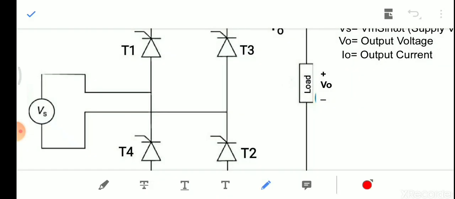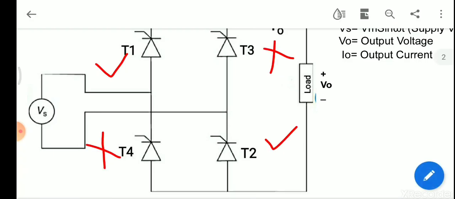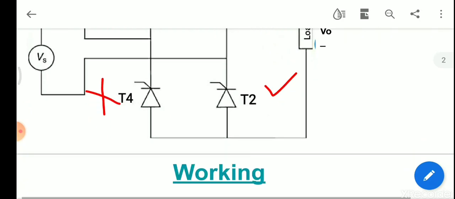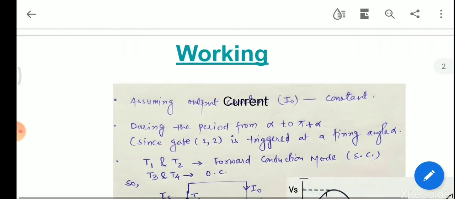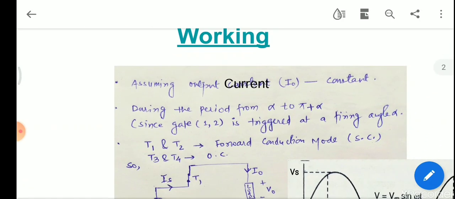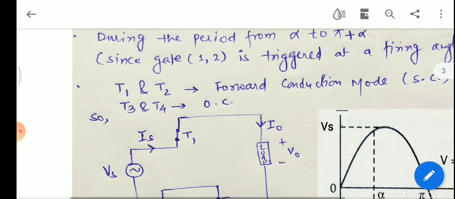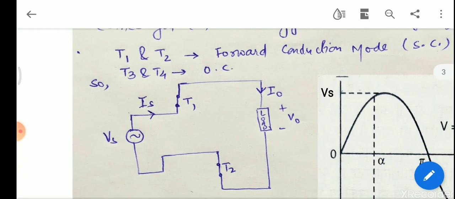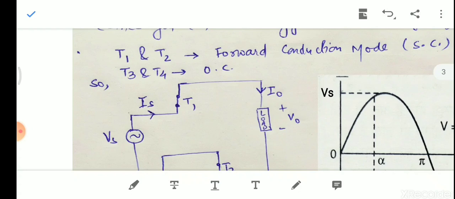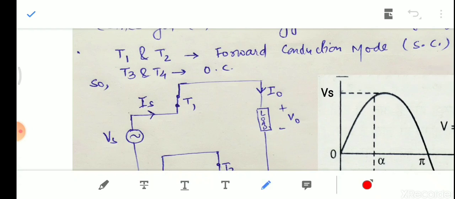At an angle alpha, T1 and T2 will enter into forward conducting mode, while T3 and T4 will enter into reverse blocking mode. That means T1 and T2 will get short circuited, while T3 and T4 will get open circuited. Means the circuit will look like this. Okay, so to calculate the output voltage, what we will do? We will apply KVL in this circuit.